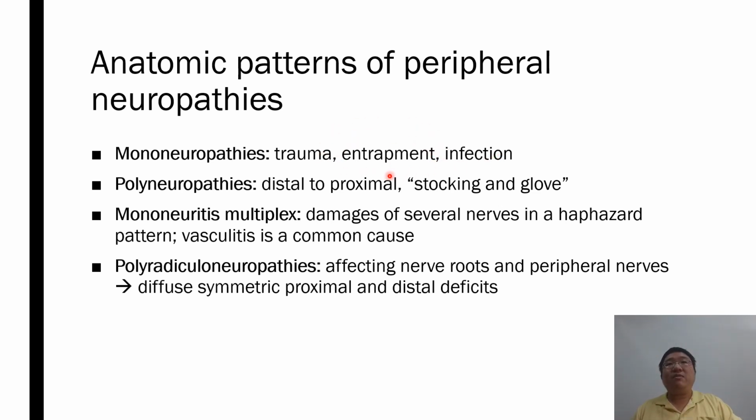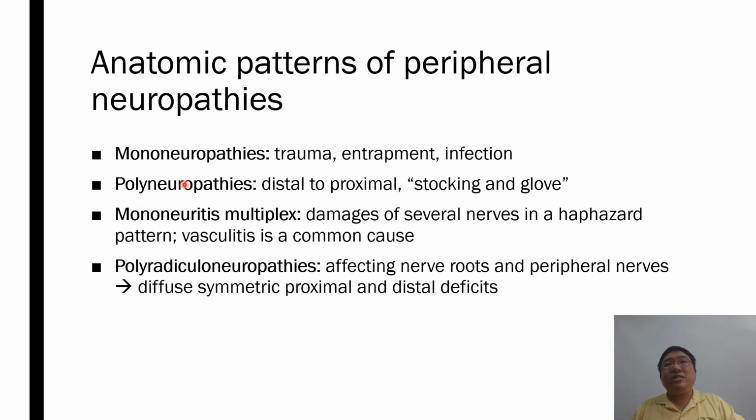Entrapment problems are very common, as you must have studied already about carpal tunnel syndrome, for example. That is one example of entrapment injury. That is mononeuropathy. The second type of the anatomic pattern of the peripheral neuropathies is polyneuropathies. Poly means multiple, right? So multiple nerves are affected by the disease.